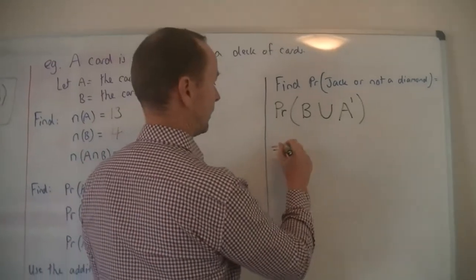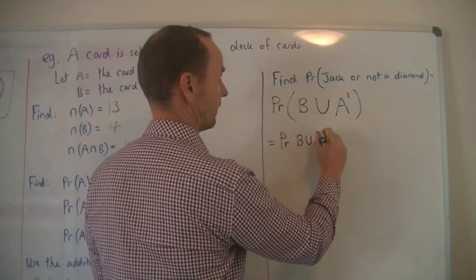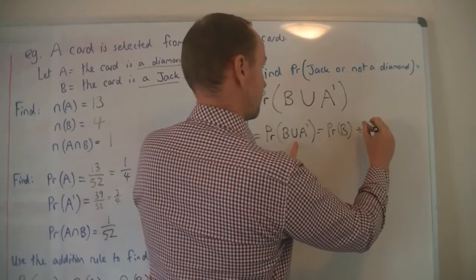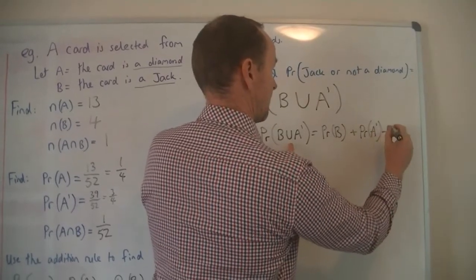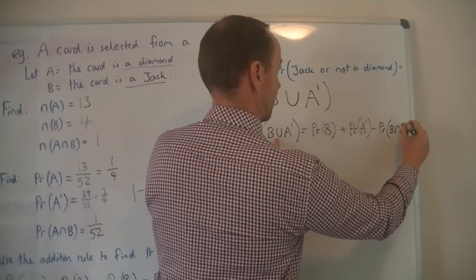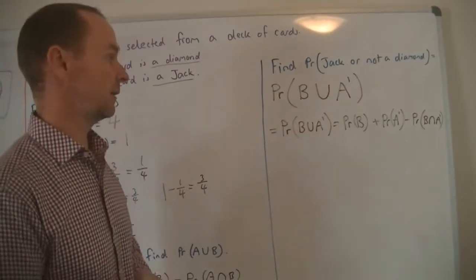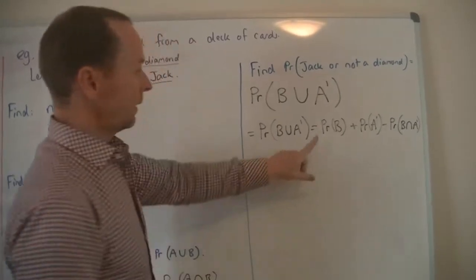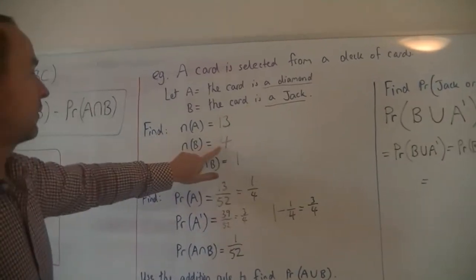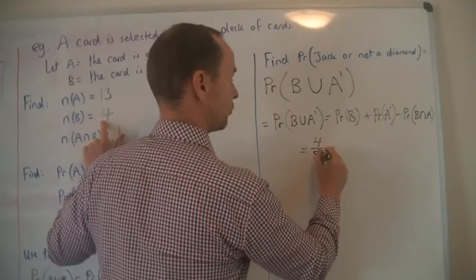Alright, so now we can use the addition rule. So the probability of B union A dash is the probability of B, I'm going to squeeze it in here, plus the probability of A dash minus the intersection, so the probability of B intersection A dash. It doesn't matter which order you put those two in. I could have put A dash union B, it doesn't really matter. So the probability of B, what's B? The card is a jack. Have we worked it out here? Well, we know there's 4 jacks in the whole deck, so we've got 4 out of 52 as a probability.